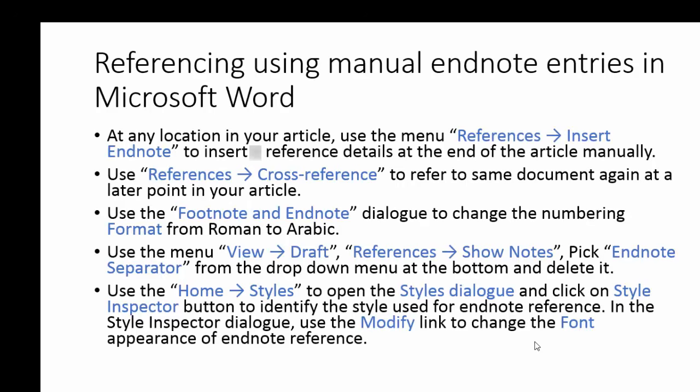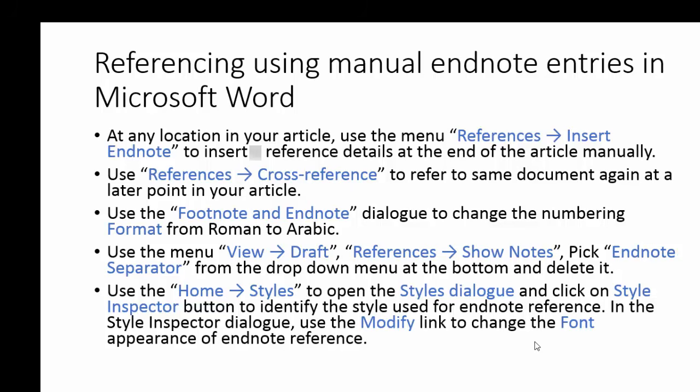Referencing using manual endnote entries in Microsoft Word is quite straightforward. At any location in your article, use the menu item References, Insert Endnote to insert a reference detail at the end of the article manually. You have to copy paste the reference detail from some other source. You can do it from JabRef also. Use References, Cross-reference to refer to the same document again at a later point in your article. Use the footnote and endnote dialog to change the numbering format from Roman to Arabic.